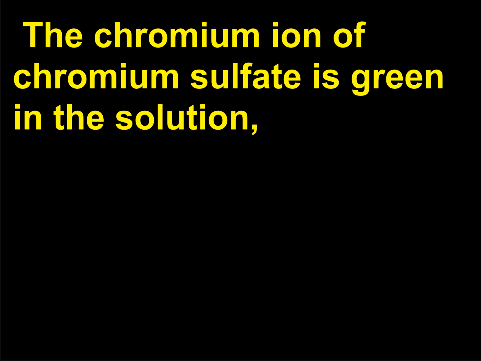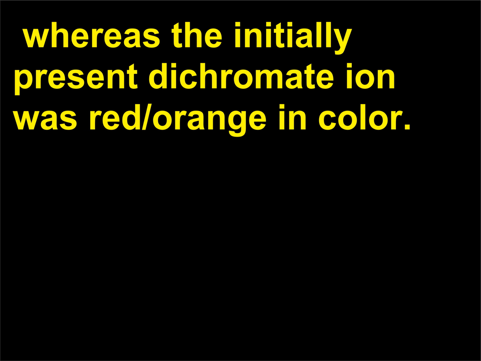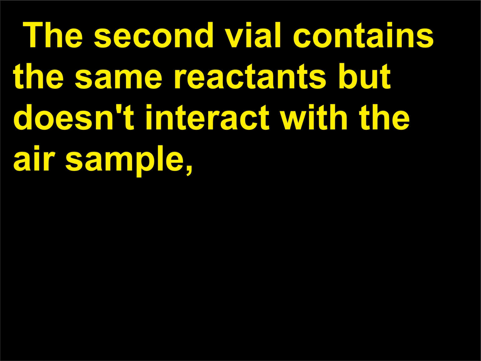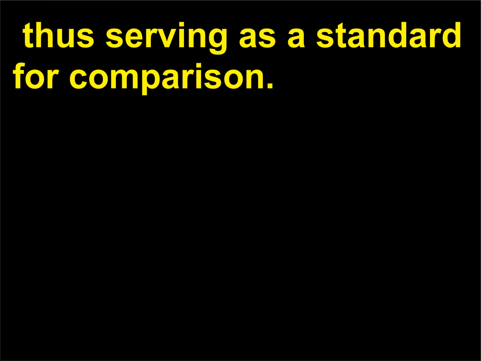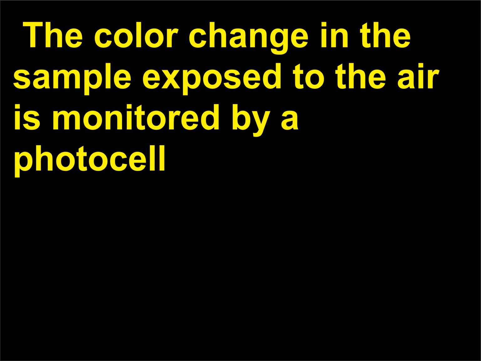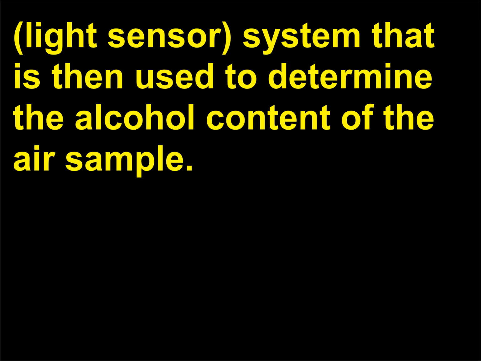The chromium ion of chromium sulfate is green in the solution, whereas the initially present dichromate ion was red/orange in color. The second vial contains the same reactants but doesn't interact with the air sample, thus serving as a standard for comparison. The color change in the sample exposed to the air is monitored by a photocell light sensor system that is then used to determine the alcohol content of the air sample.